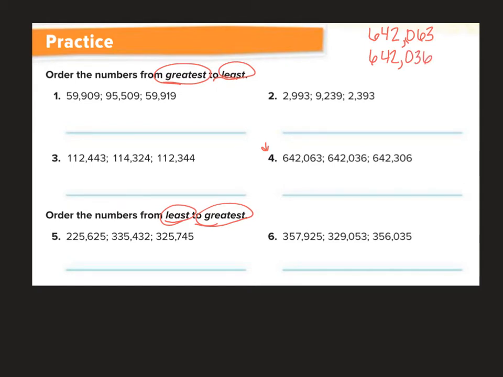642,036 and 642,306. Okay, so here we go. 600, all the same. 40, all the same. 2, all the same. So all our thousands, all the same. Okay, so let's look at the hundreds place. We notice that this 3, the other 2 are zeros, but the 3 is bigger, and we're ordering from greatest to least, so that's going to be our first one we write down.